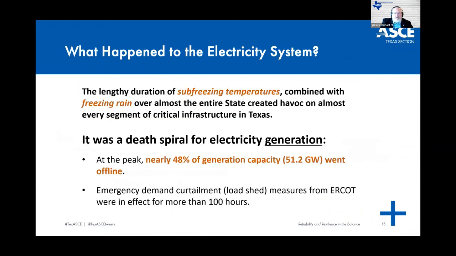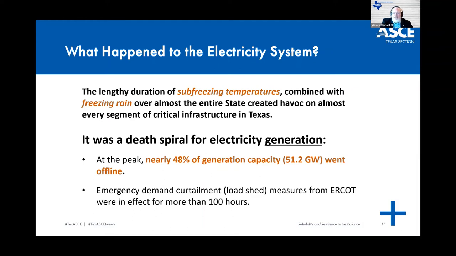With that background of the grid, it brings us to what happened to the electrical power system here in Texas during the winter storms Uri and Viola. We've talked about this before, but over the course of these two winter events, the lengthy duration of sub-freezing temperatures combined with freezing rain almost over the entire state of Texas created havoc on almost every segment of the critical infrastructure in Texas. It turned into a death spiral for electricity generation.